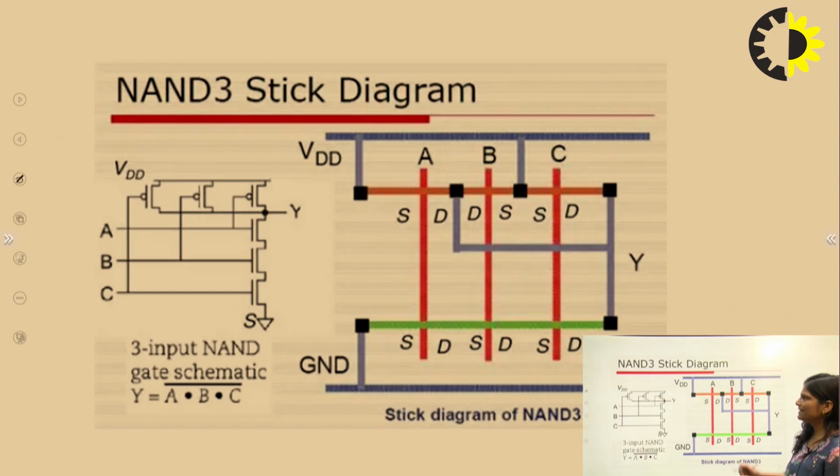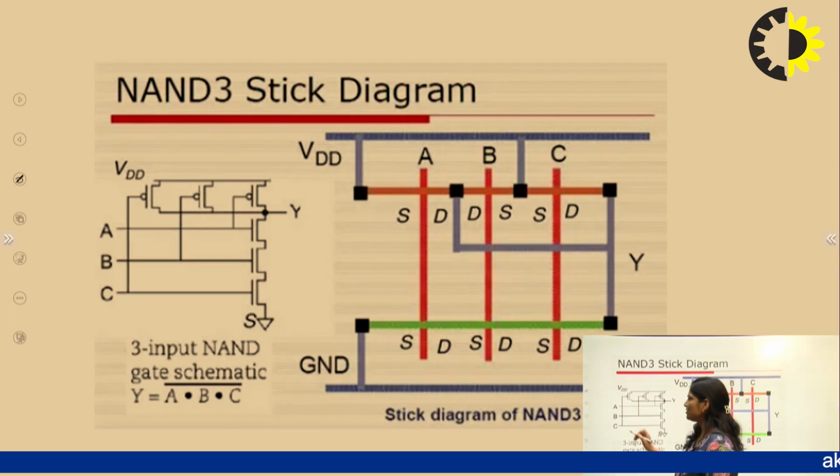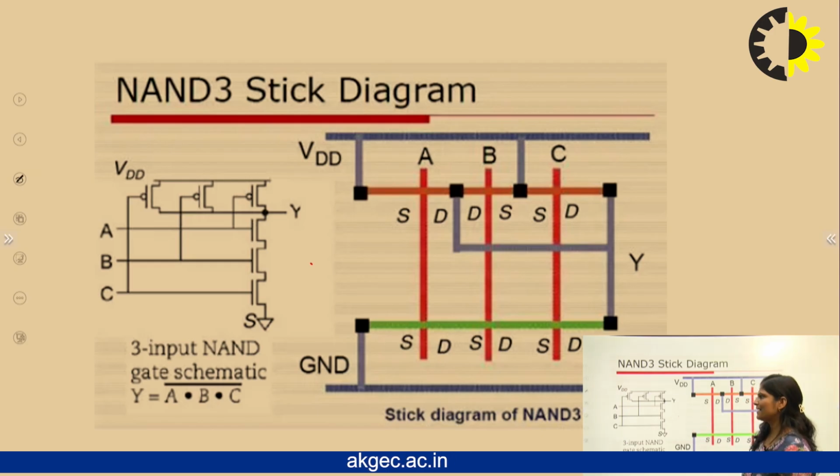Now you can take an example where there are 3 inputs, and you have to draw the stick diagram for a 3-input NAND. So A, B, C, 3 inputs are there. In the case of NMOS, these 3 inputs are connected in series, and in the case of PMOS, they are connected in parallel. Now we have to draw a stick diagram for this.